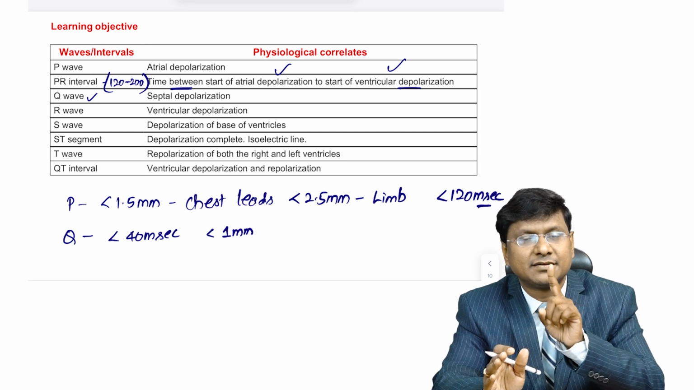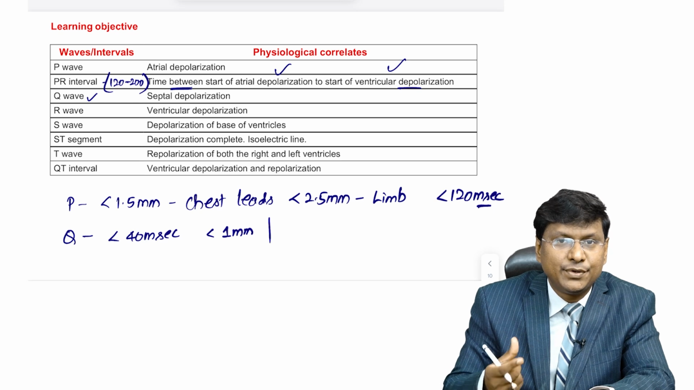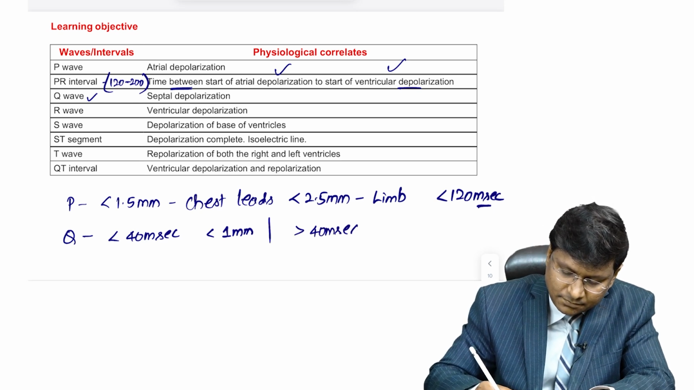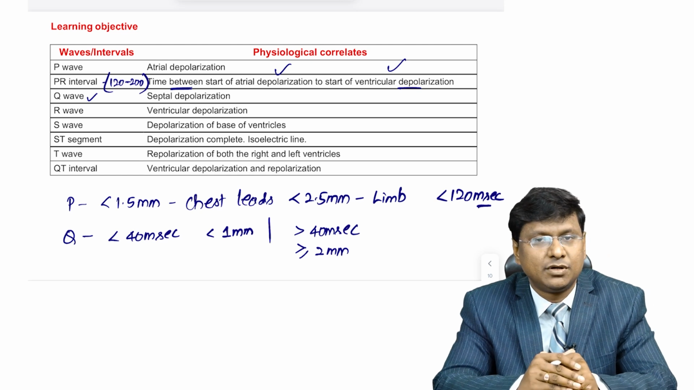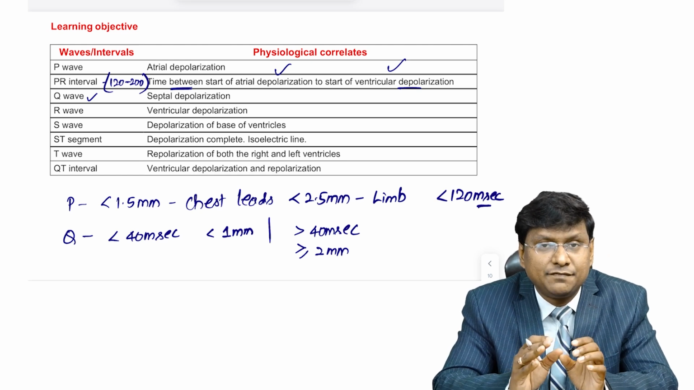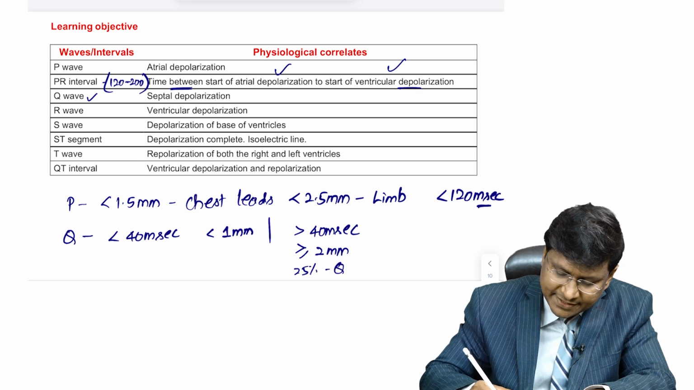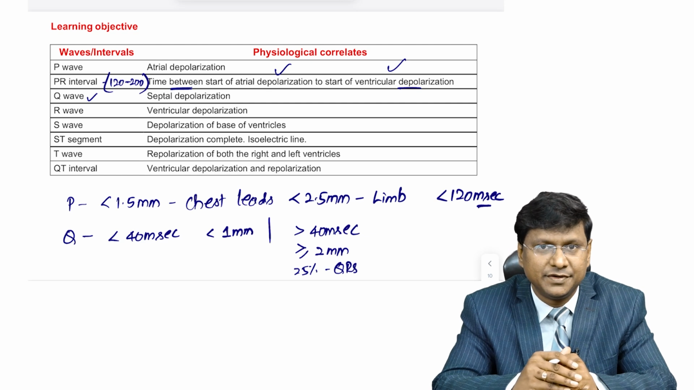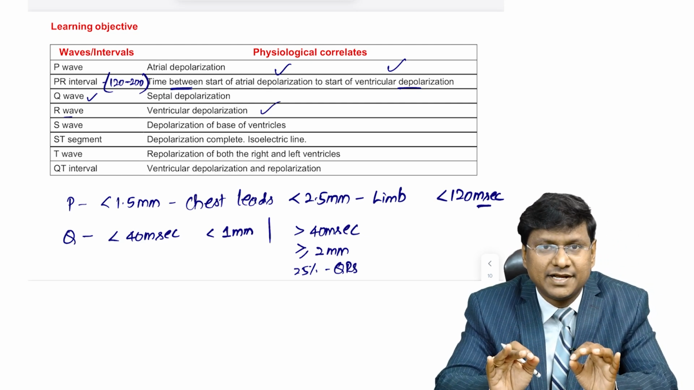Now, when will you consider the pathological Q wave? Exactly more than this. If the duration of the Q wave is more than 40 milliseconds, and if the depth of the Q wave is more than or equal to 2 mm, that is suggestive of a pathological Q wave. Or if the depth of the Q wave is 25% of the amplitude of the QRS complex, then also we consider it a pathological Q wave, right?